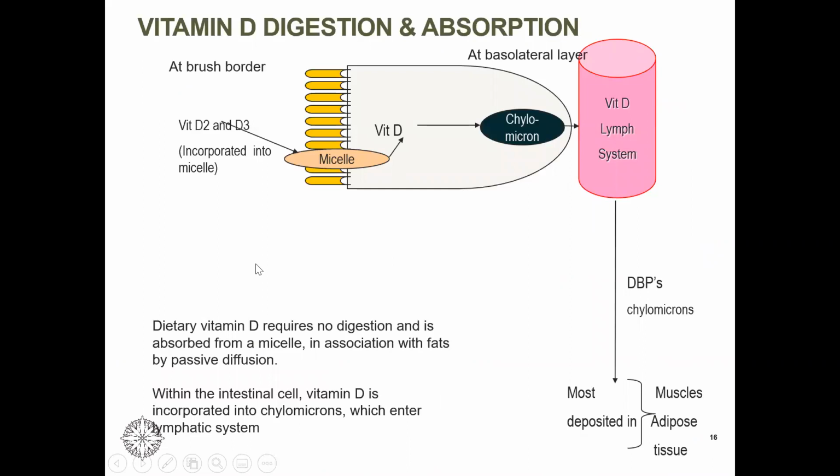So absorption, this is the food-based vitamin D that is coming. As you would already know now, it is getting attached to micelle. Sorry, the body does not have to do any digestion here. In the intestinal cell, if they want to use it, they will use it. Otherwise, it will get attached to chylomicron and travel in the lymph system attached to chylomicrons.